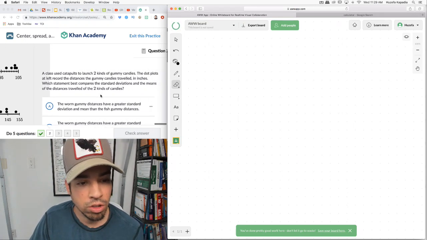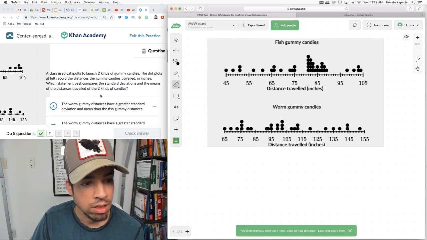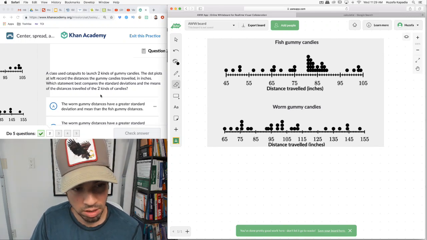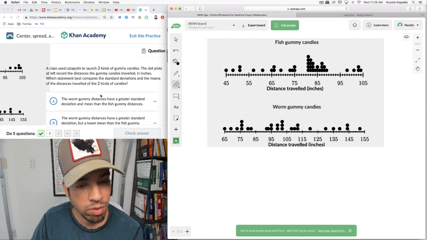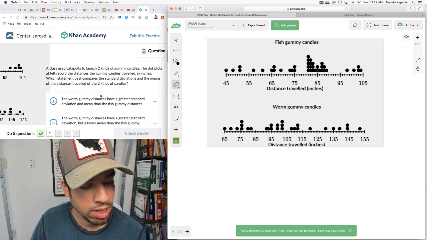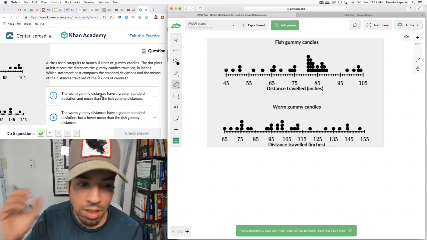A class uses catapults to launch 2 kinds of gummy candies. The dot plots at left record the distances the gummies traveled. Wait, what? Catapult. Oh, this is so hilarious. I read that, but I didn't process it. Which statement best compares the standard deviations and the means?